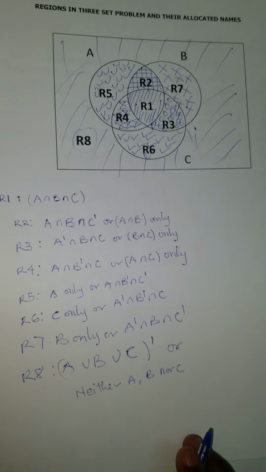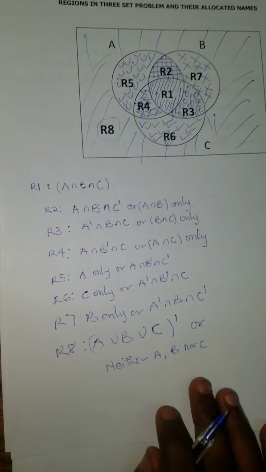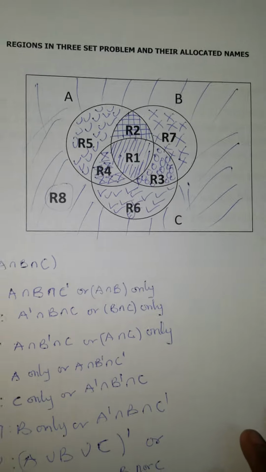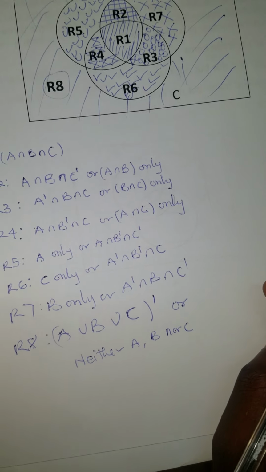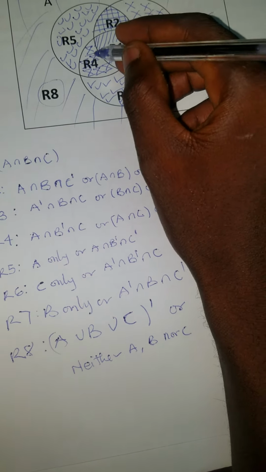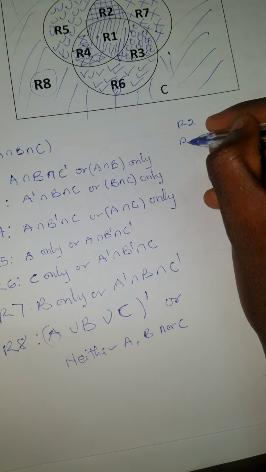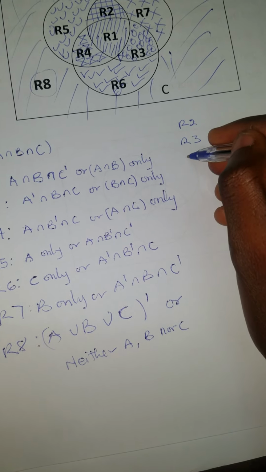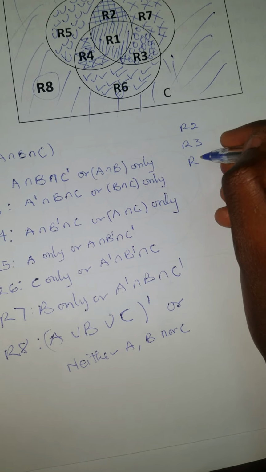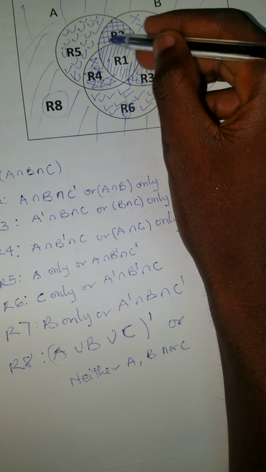Neither A, B nor C. So these are the names we can use. There are some regions I want to talk about: region 1, region 2, region 3, and then region 4.